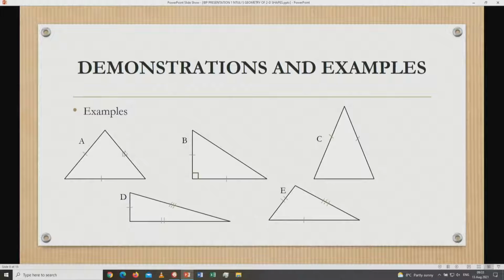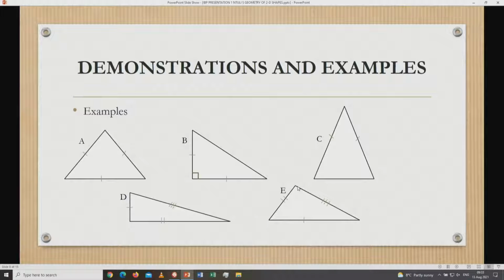And especially now, we are no longer just saying it's a triangle. These triangles, they are all triangles. If you check A, it has 1, 2, 3 sides, a triangle. B, 1, 2, 3 sides, also a triangle. C, 1, 2, 3 sides, also a triangle. D, 1, 2, 3 sides, also a triangle. E, 1, 2, 3 sides, also a triangle.